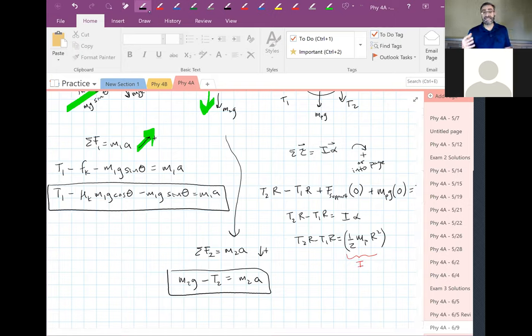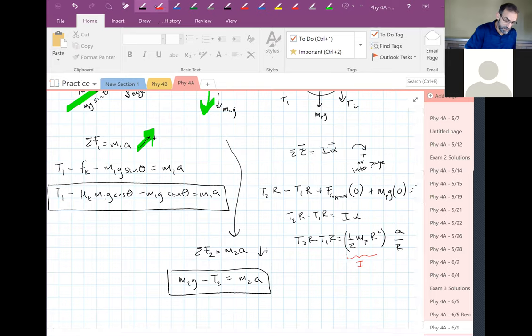Now, if the pulley had a different shape to it, I might be different, right? If the pulley was a hollow wheel, then it would be mr squared, not 1/2 mr squared. If the pulley had a spherical shape or some other shape, it might be different, but it's a solid disc, so it's 1/2 mr squared. You look it up.